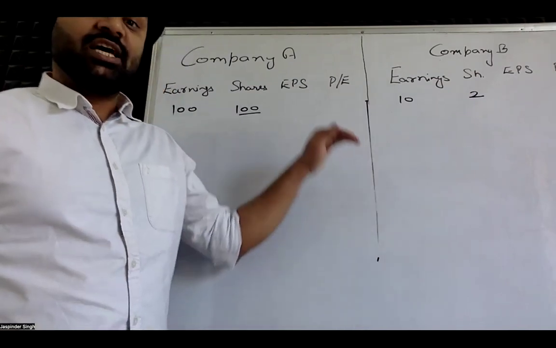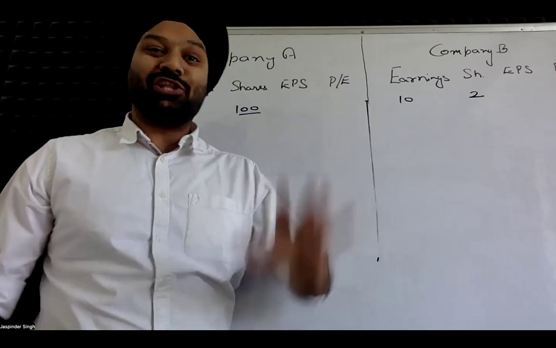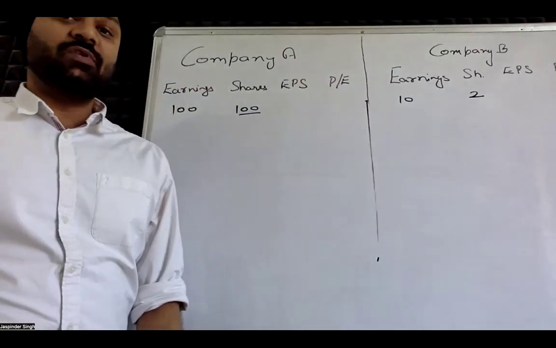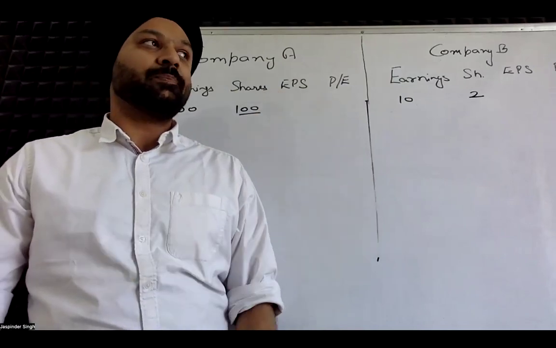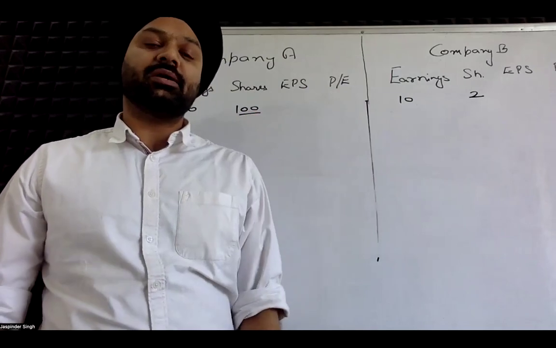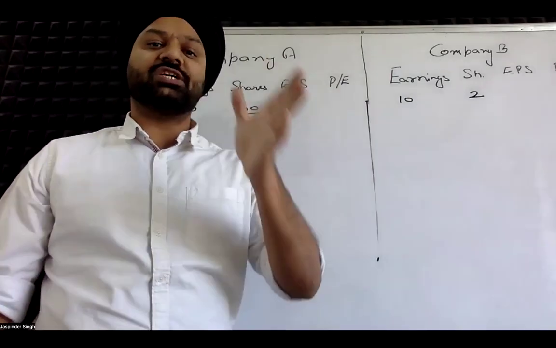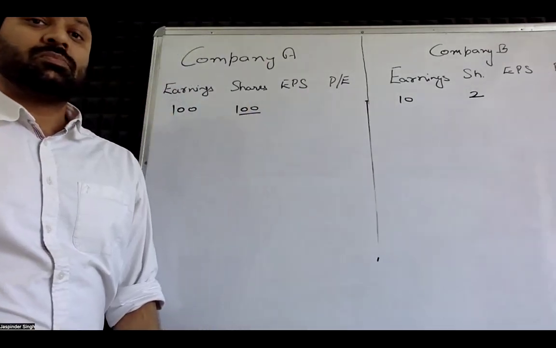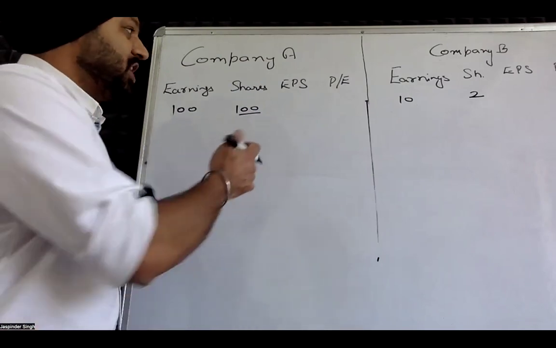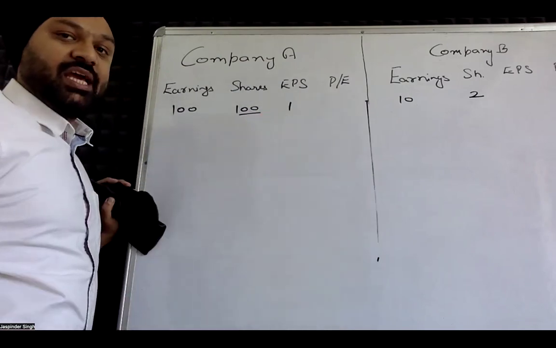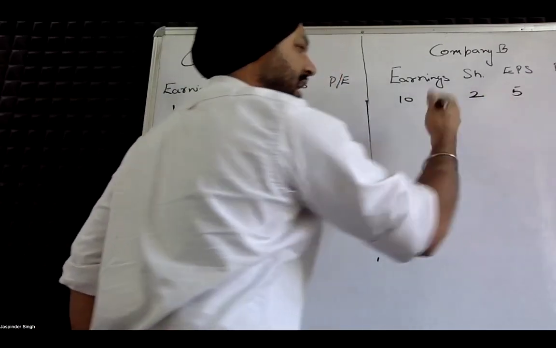That's why we calculate earnings per share, not the total absolute earnings. We look at the earnings per share of a company. It's a measure of profitability only, a profitability benchmark to the number of shares. So the earnings per share of company A is $1 and company B is $5, that is 10 divided by 2.